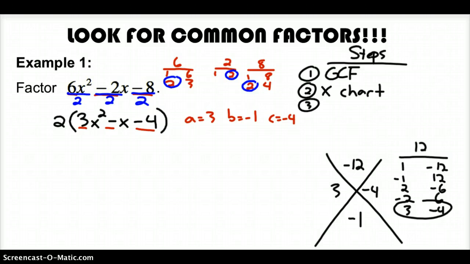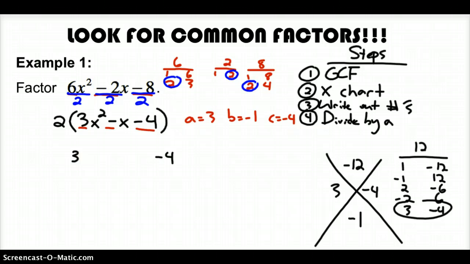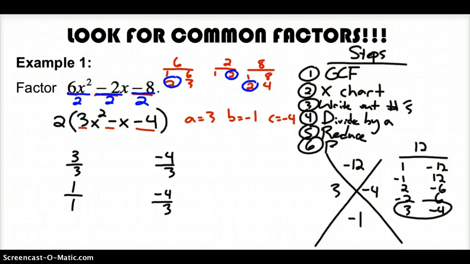So step 3 was write out your numbers. That's now going to be again 3 and -4. Then we divide by our a value. Our a value here is 3, so I'm going to divide by 3, divide by 3. I then reduce my fractions. So I'm just going to write reduce, and so I get 1 over 1, and -4 over 3 cannot reduce. And this part now is going to be my bottoms up.